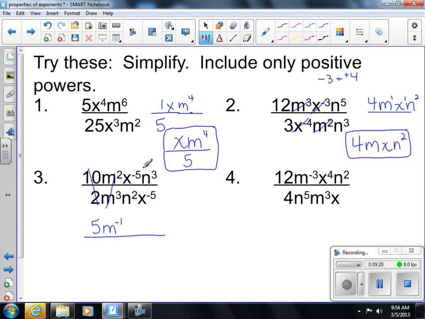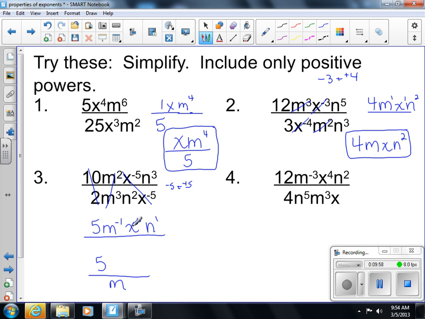What about the x's? Okay, you've got negative 5 minus a negative 5, which is 0, so you have an x to the 0. Now, we're going to take care of that in a minute because we know that's equal to what? 1. Okay, and then we'll do our n's. 3 minus 2 is 1. Now, I cannot have any negative powers. What's wrong with this? Okay, the m needs to go where? On the bottom. So I end up with 5 on top, m on the bottom.